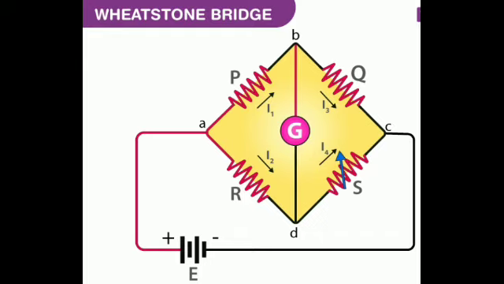Only under this condition does the galvanometer show null deflection. Suppose we know the values of two adjacent resistors, the other two resistances can still be compared. Three of the resistances are known.